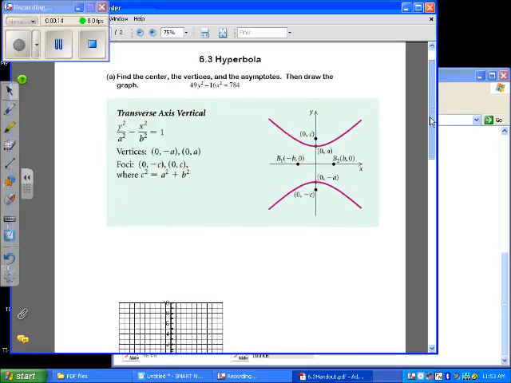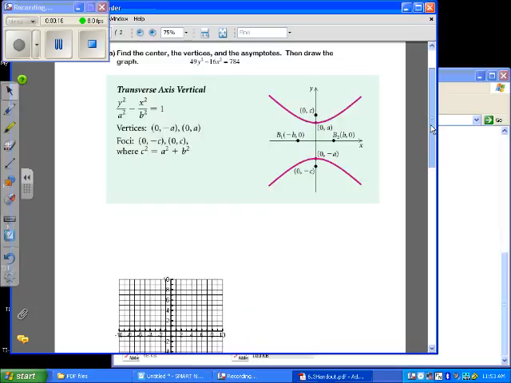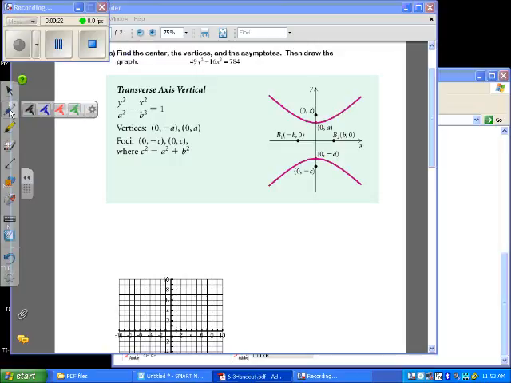First thing I'm going to do is go ahead and add something here that I wrote down on the worksheet that I gave you in class as far as the asymptotes. This is also located in your book. The asymptotes are y is equal to plus or minus a over b x. They should give that to you here, but they did not.